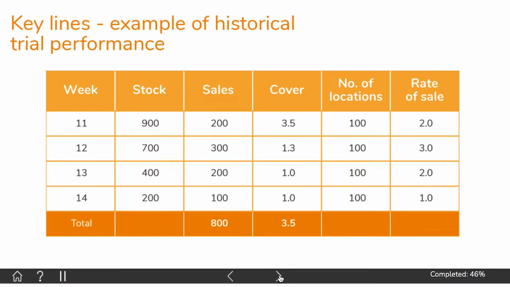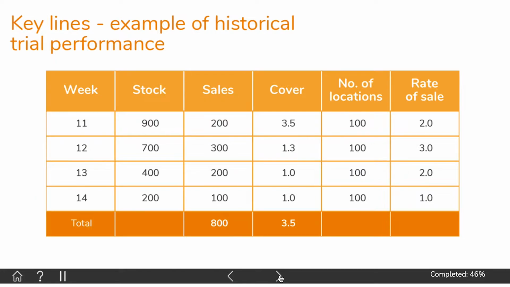Now let's look at a product which has been trialled, and we now want to plan it as a key line going forward. This is an example of a 4-week snapshot of the product performance at line level. Some retailers may lay the information out in a different way, but these are the key pieces of information any key line plan should include.